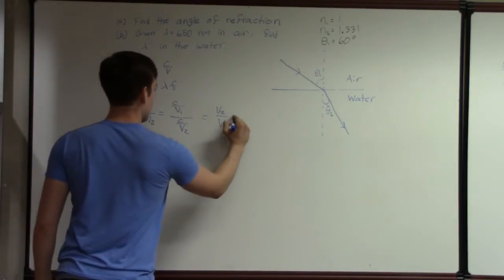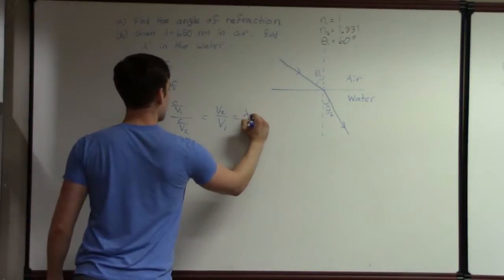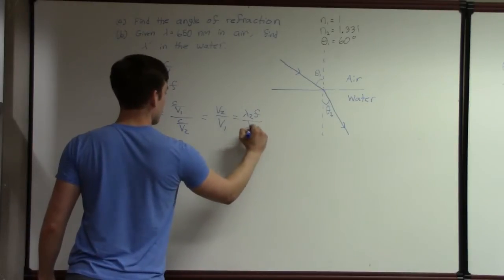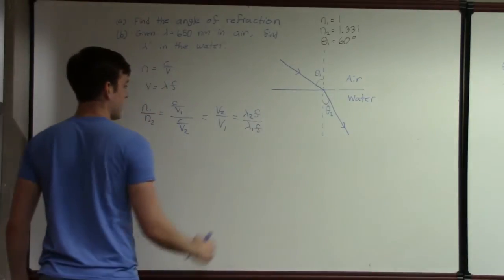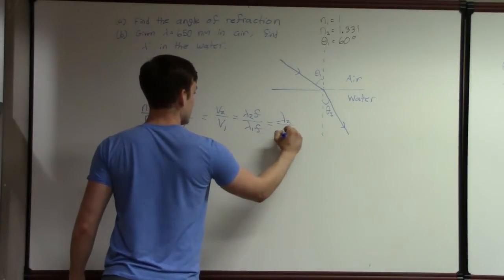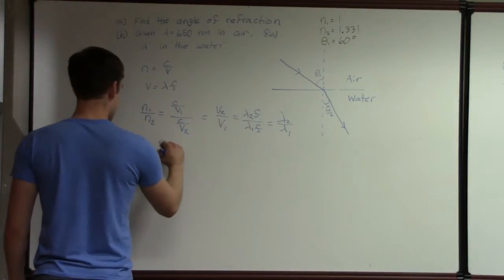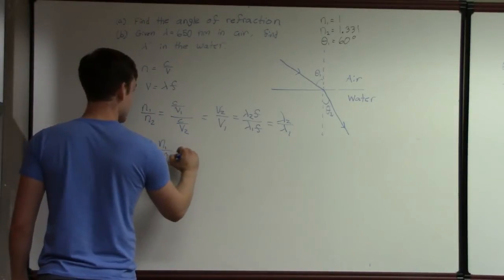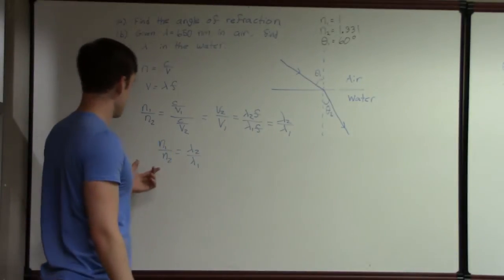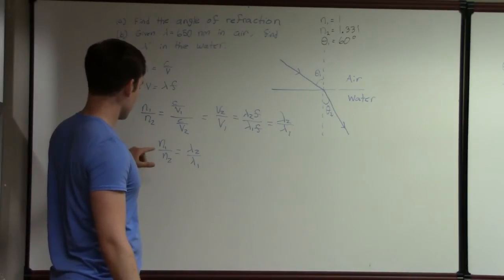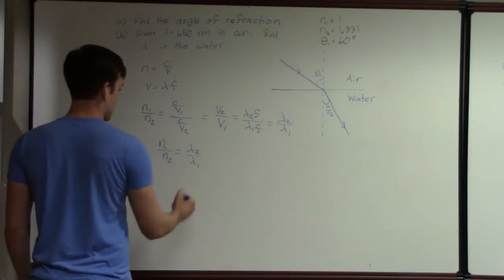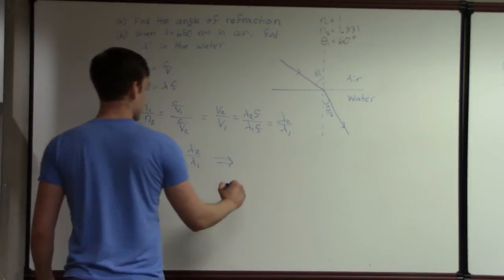Using this formula, we now have lambda 2 f, right? The frequency stays the same, but the wavelength does not, over lambda 1 f. The frequencies cancel, and we're left with lambda 2 over lambda 1. Thus, N1 over N2 equals lambda 2 over lambda 1. We have a relationship between the index of refraction of the two mediums and the wavelength of light in the two mediums. And now we can just solve for the wavelength of light in the water.